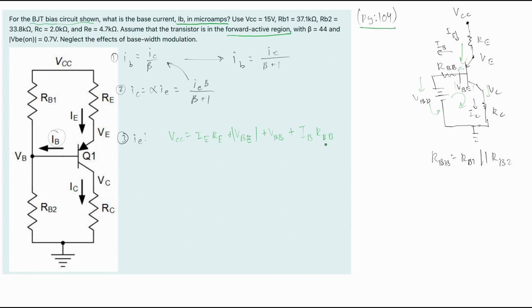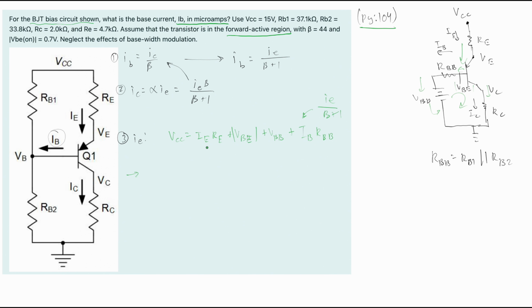Now this is RBB. So what we can do is start rearranging this so that we can solve for our IE. We can rewrite this IB as IE over beta plus 1, just from what we've learned up here. We can rewrite this. Now we can rearrange it.